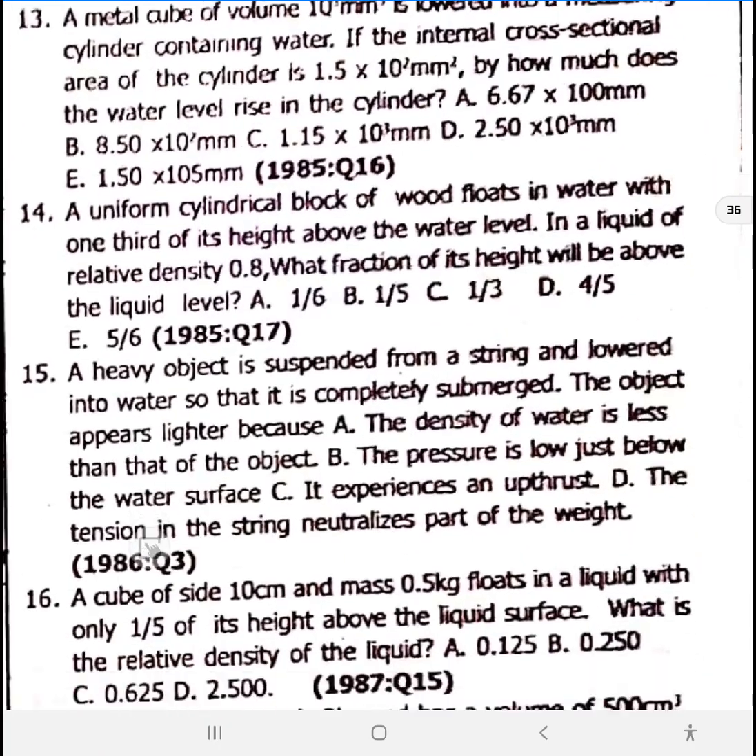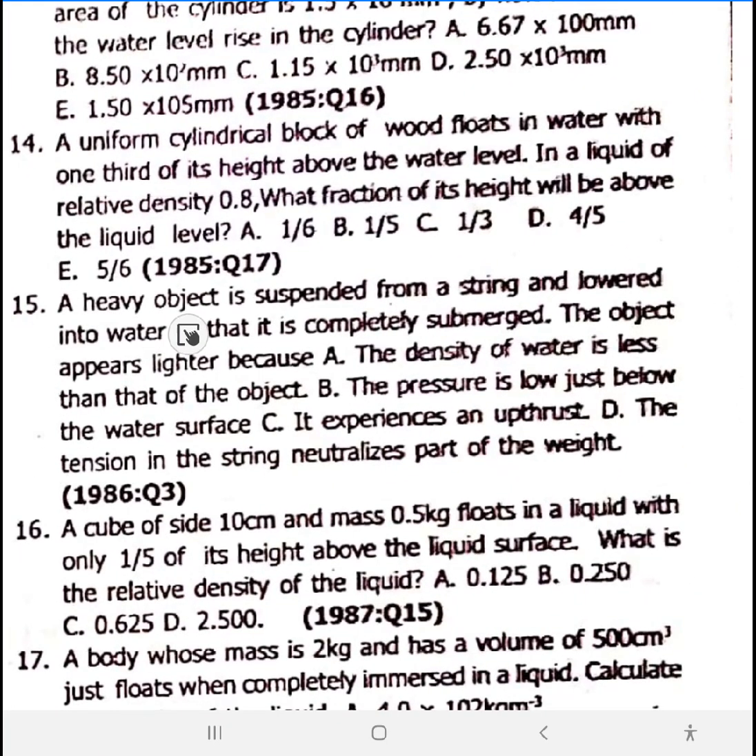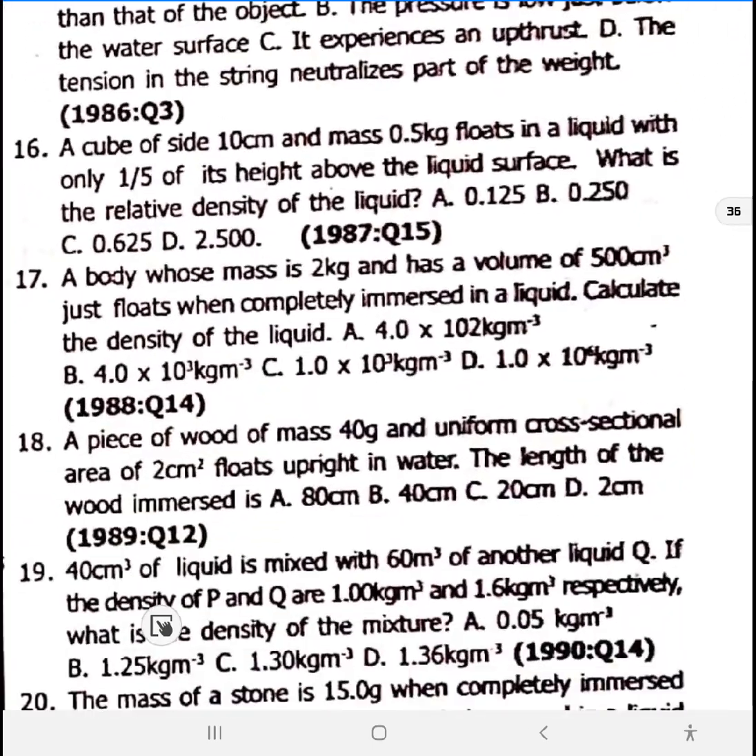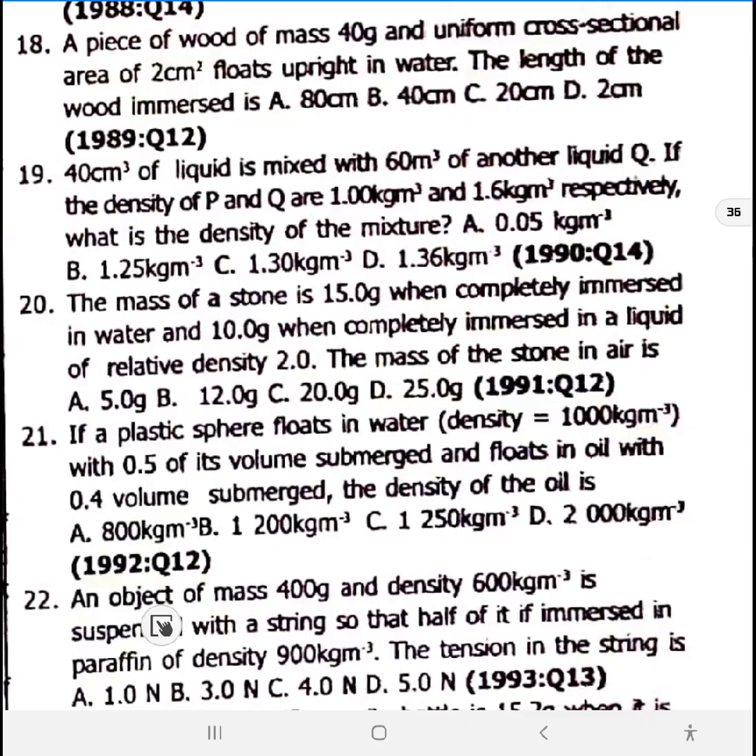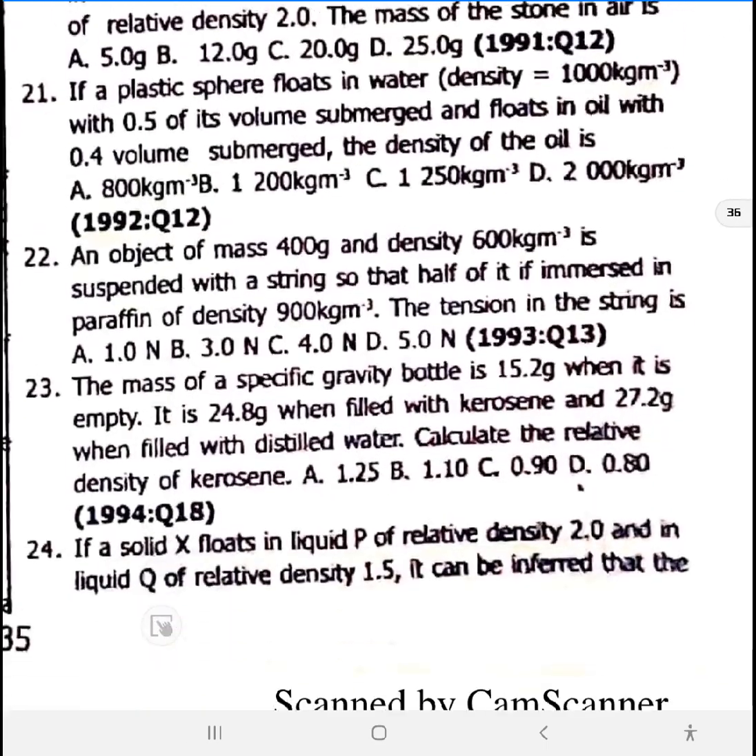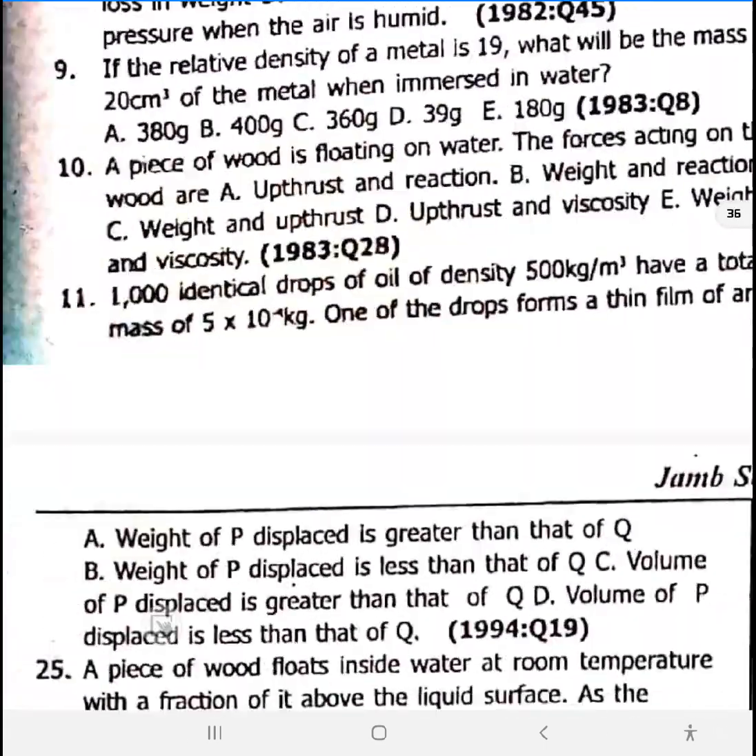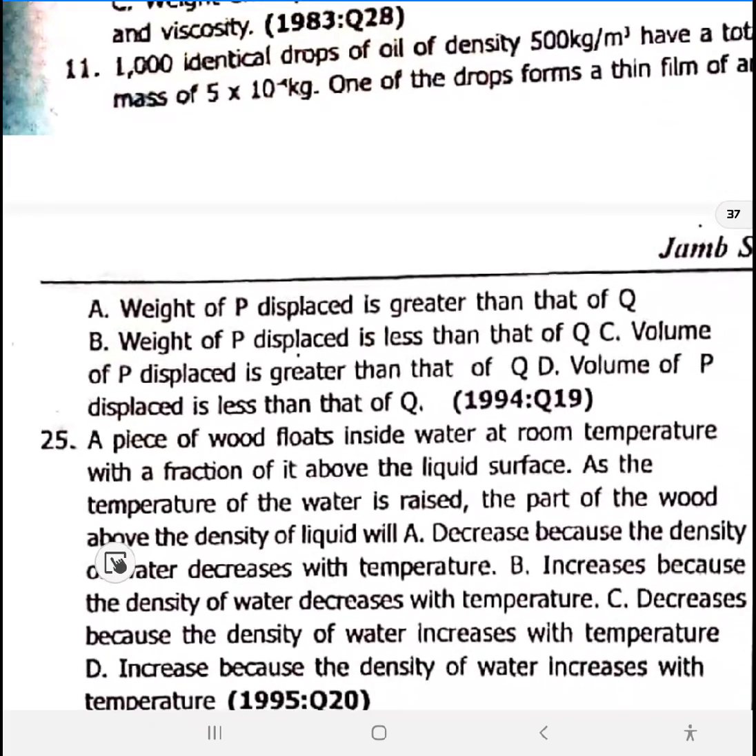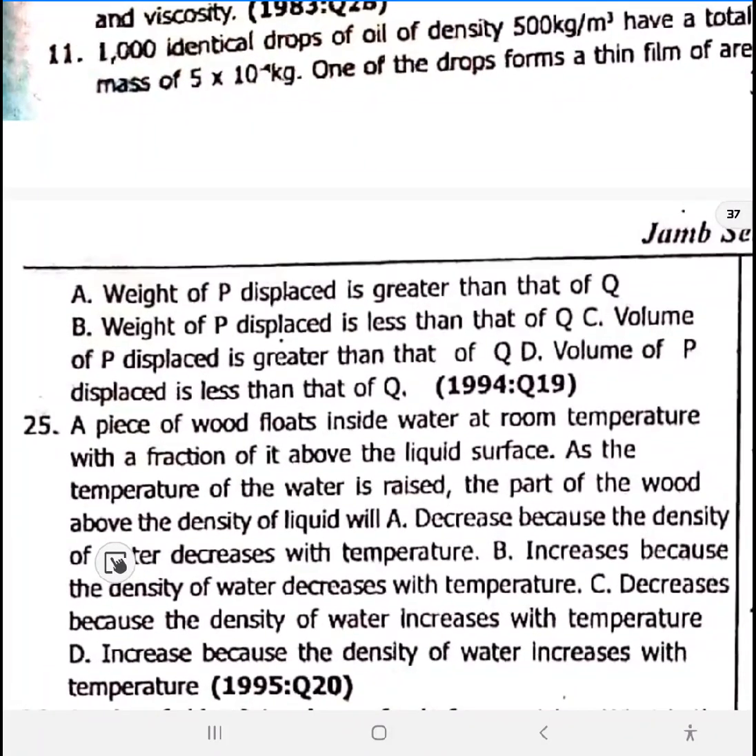Number 12, calculation. 13, calculation. 14. Number 15: a heavy object is suspended from a string and lowered into water so that it is completely submerged. The object appears lighter because it experiences an upthrust. Number 15 is option C. 16, calculation. Then 18, 20, 21, 22, 23 and 24 have to do with calculation.